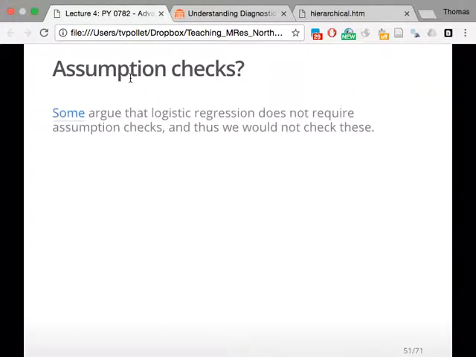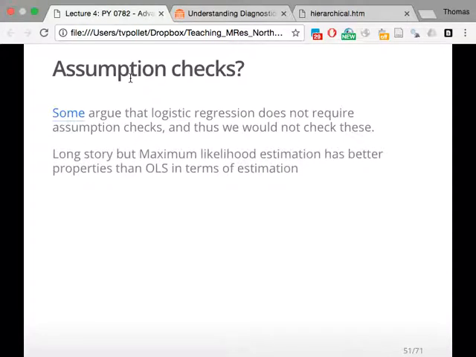Assumption checks. Some argue that actually you shouldn't even bother. You should just go ahead and do it because it's quite a robust technique. The opinions vary. Some people say as long as you have a large enough sample and it's more or less linear in your head and it makes sense and you think you measured everything correctly, go ahead and do it. Other people say you should go and check, but it's a long story. Basically, the estimation method is different and it makes it more robust. That's why some people argue you shouldn't bother too much with checking all the 4 assumptions we did for OLS regression as we did here.